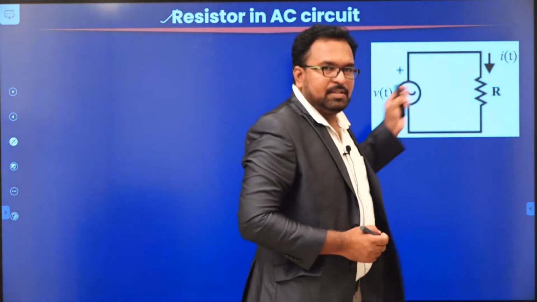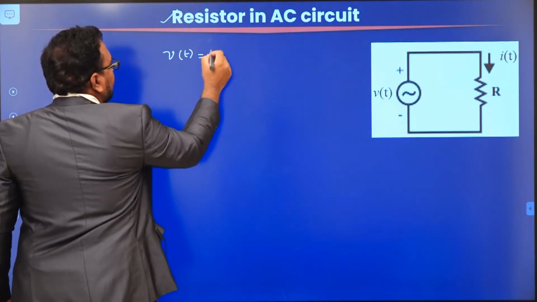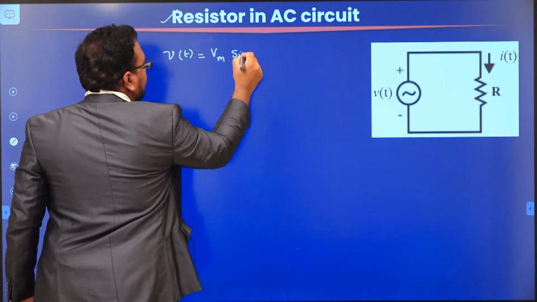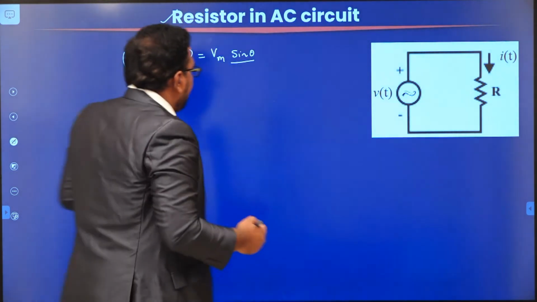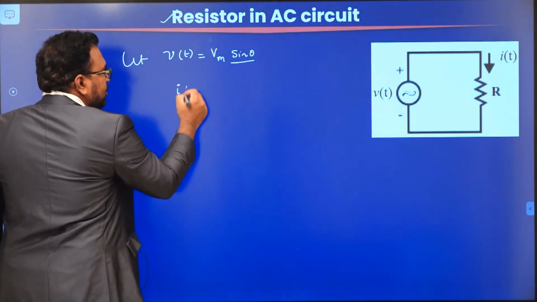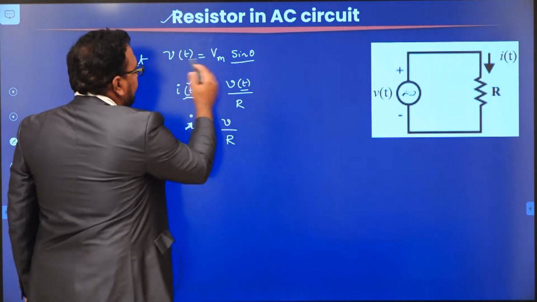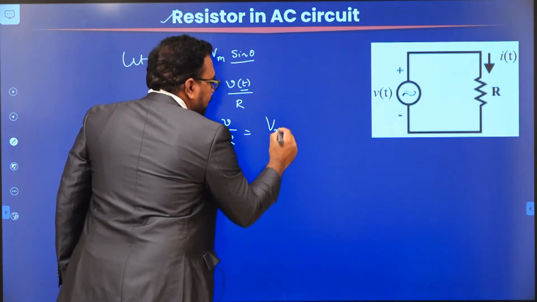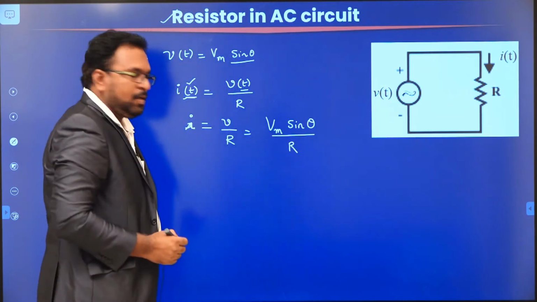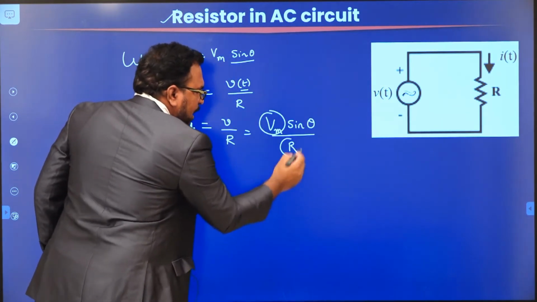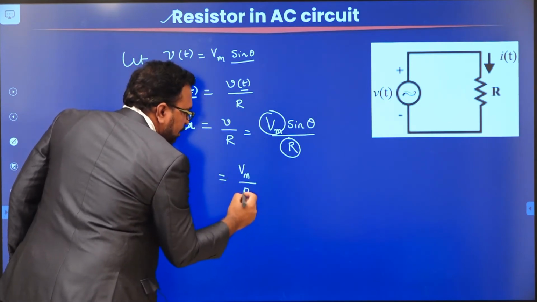Now what is the relation between these three? Let us assume that V of t is equal to Vm sin theta. Now how are you going to get the expression for current? We already know from Ohm's law, I is equal to V by R. Now what is V here? Vm sin theta. So Vm sin theta divided by R. Now here Vm is the magnitude and R is also a constant. So separate the constant terms. Then we are going to get Vm by R into sin theta.